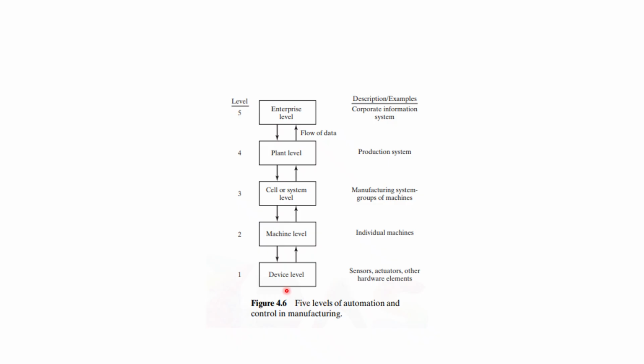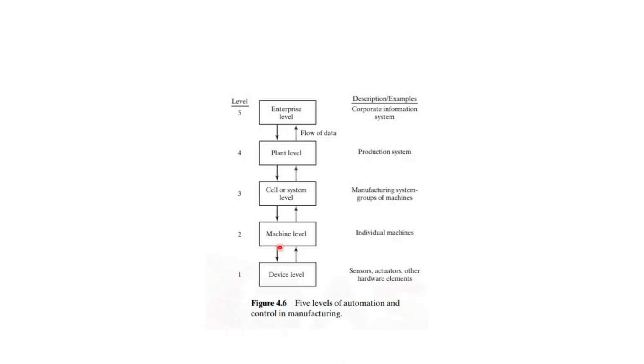The lowest level of the hierarchy is the device level. Device level means the field instruments like sensors, actuators and other hardware elements come into the picture. Next is the machine level, where you combine all the devices into a machine. Individual machines, you call that the machine level. And next is the cell or system level, where a group of machines, you call that the cell or system level.